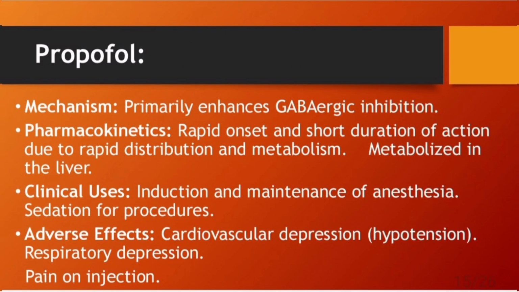Propofol. Mechanism: primarily enhances GABAergic inhibition. Pharmacokinetics: it is having rapid onset and shortest duration of action due to rapid distribution and metabolism. It is metabolized in the liver. See here, there is rapid distribution and metabolism, and therefore the onset and the duration of action of propofol is short. Then clinical uses: induction and maintenance of anesthesia, sedation for procedures. Adverse effects: cardiovascular depression, that is nothing but hypotension, and also respiratory depression is there.